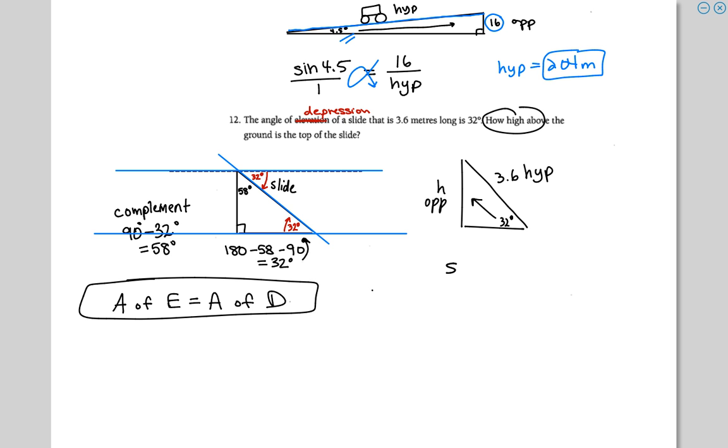Alright, so sine 32 over 1 is equal to h, the opposite side, on top of 3.6, the hypotenuse. Cross multiplying now, it would be sine 32 times 3.6 divided by 1, which doesn't change anything, so it's 1.9 after rounding.